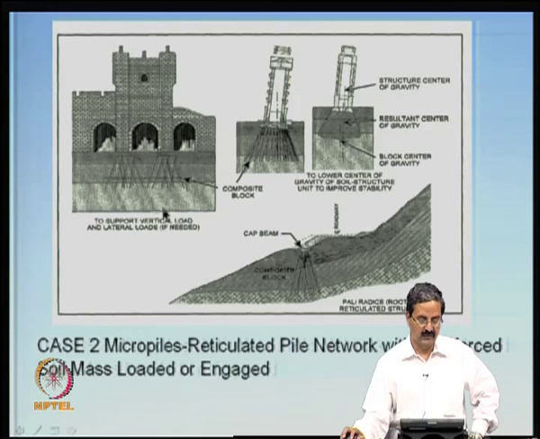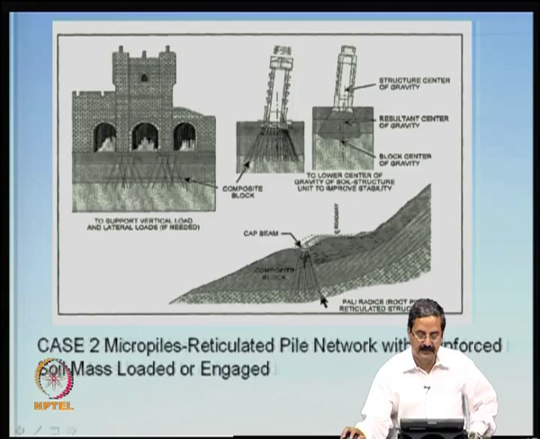Even so, what happens is that they create a composite block. For example, the center of gravity of the structure you can calculate, and the resultant forces also you can calculate. The aim is to lower the center of gravity of the soil-structure unit to improve stability. This is another example: for a slope failure here, you have a strong soil here, somewhat weak bedrock here, then this typical soil. So one can have this sort of micropile here as well.